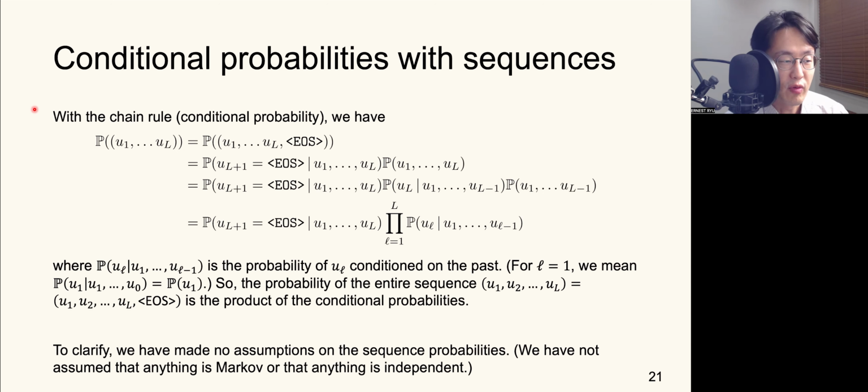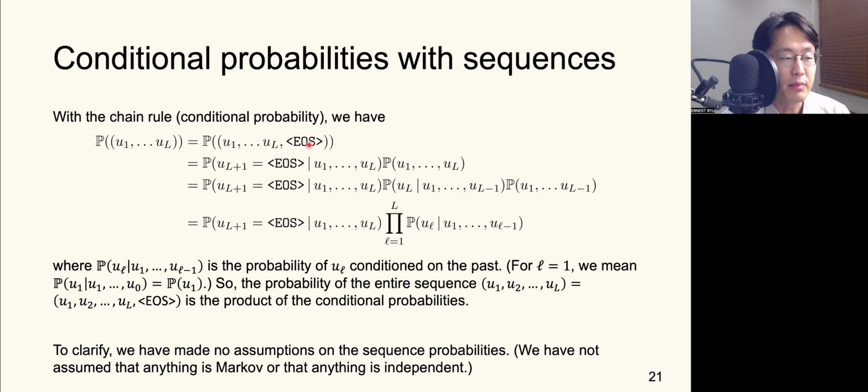When you have the generation of a random sequence, you can decompose the probabilities via the chain rule of conditional probability. You can decompose it into the generation of each individual token. So here we have the probability of the sequence U1 up to UL, including the event that at U_{L+1} the sequence terminates.